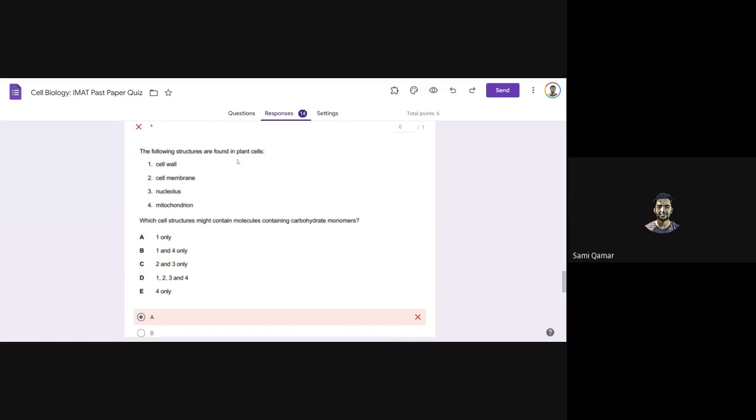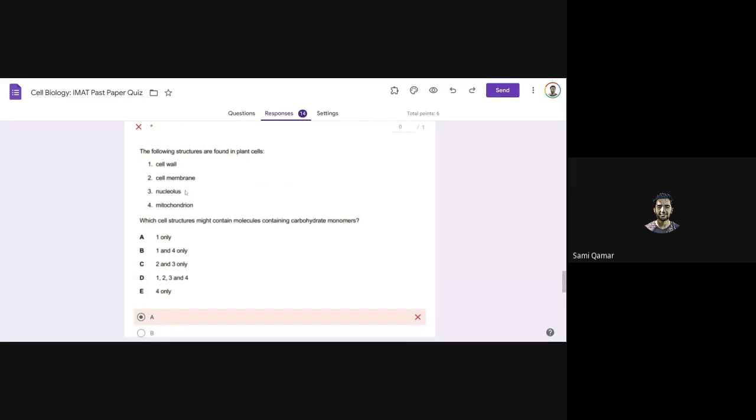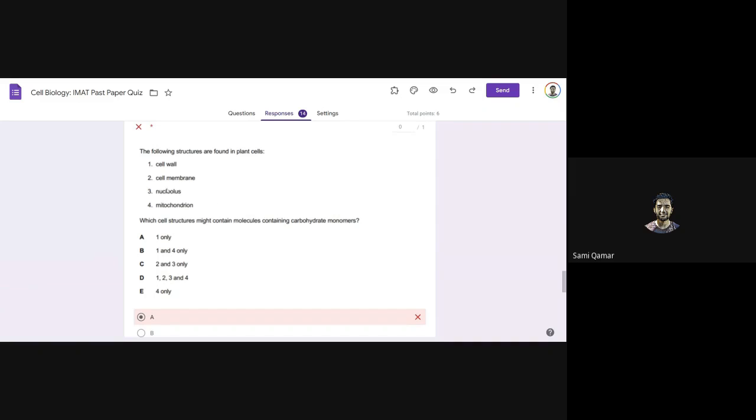The following structures are found in a plant cell: cell wall, cell membrane, nucleolus, mitochondria. Which cell structure might contain molecules containing carbohydrate monomers? Tell me, which one contains carbohydrate monomers? Hurry up. First of all, how many students put it wrong? How many students have done it wrong? That's bad.